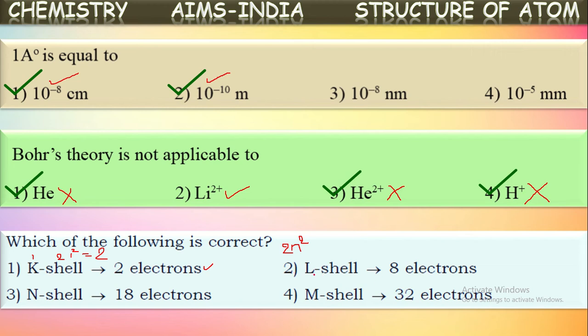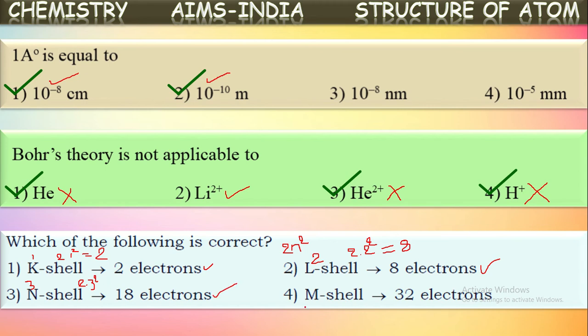Next is the second shell, L shell. L means n value 2. So if you substitute the n value in the 2n square formula, it becomes 2 into 2 square. We know 2 square means 4. 4 into 2, 8. So this is also correct. What about the third shell, M shell? M shell means n value 3. If you substitute 3 in place of n in 2n square, we get 2 into 3 square. How much does it become? 2 into 9, that is 18. So this is also correct.